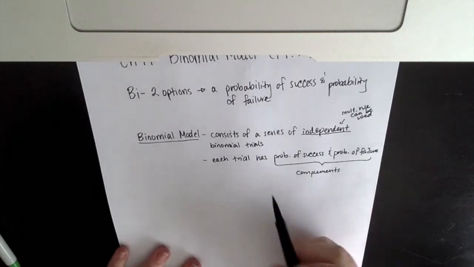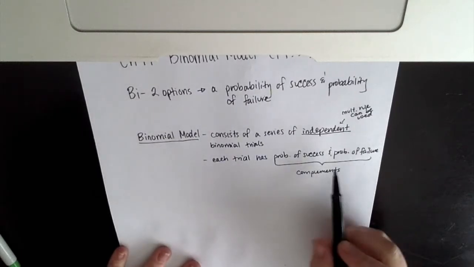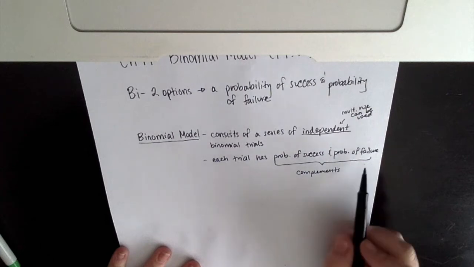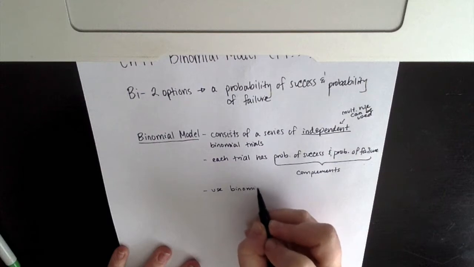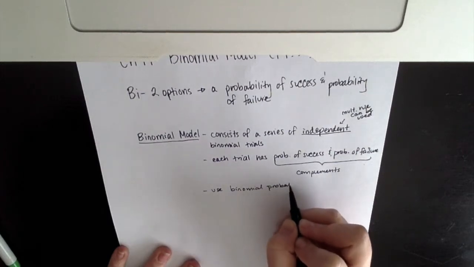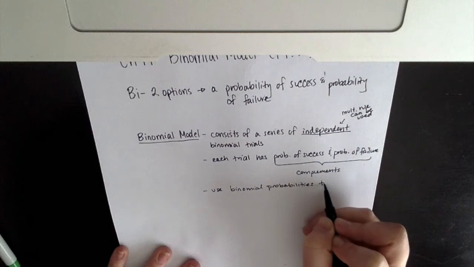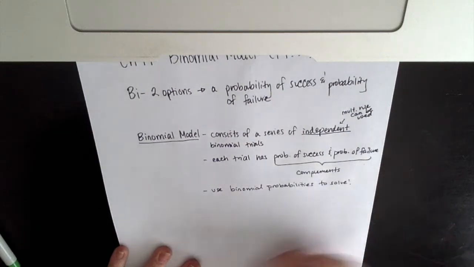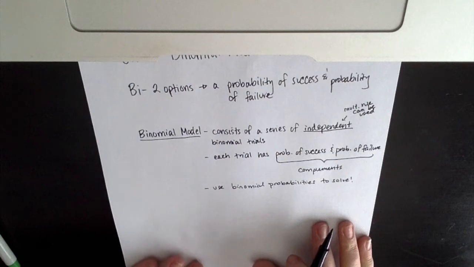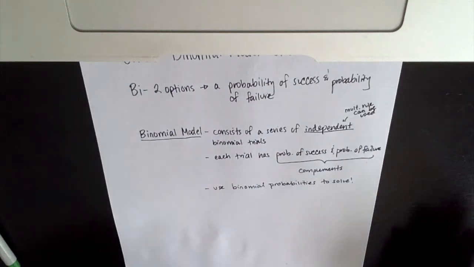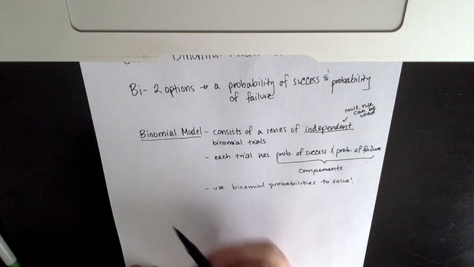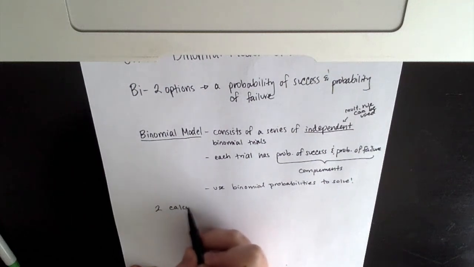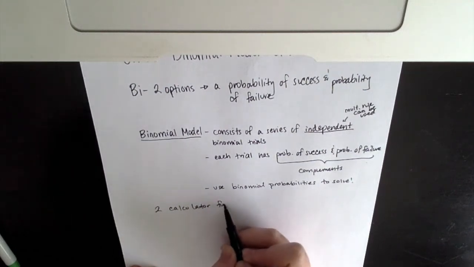Okay? So then, if we see that each trial has only two possible options, success and failure, then we can use the binomial probabilities to solve the problem. And we have two options. I usually go over the equation that we use to compute this by hand, but since we're not going to be doing that, I'm going to give you the options for the calculator. So we have two calculator functions to use.